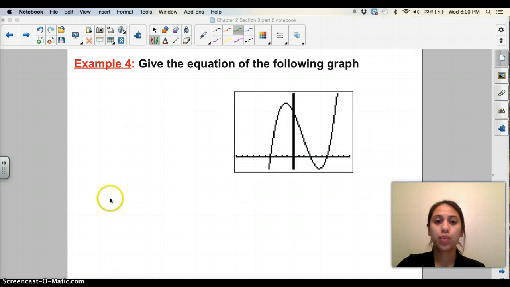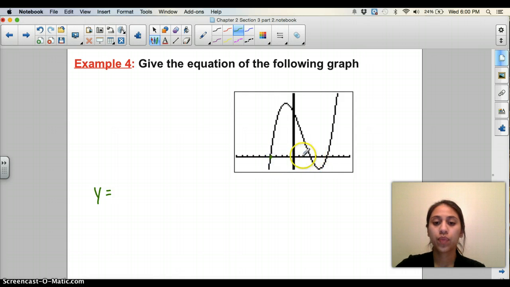So next we have example 4 that says give the equation of the following graph. So now we're given a graph and we need to write the equation. So we can start off with y is equal to, and let's look at what we have here. So negative 1, 2, 3, 4 is one of our intercepts. 1, 2, 3 is another intercept. I'm going to go ahead and write this. Negative 4, 3, and 4, 5, 6 is another intercept.